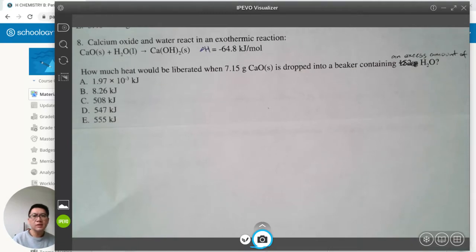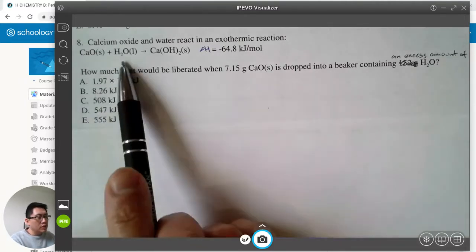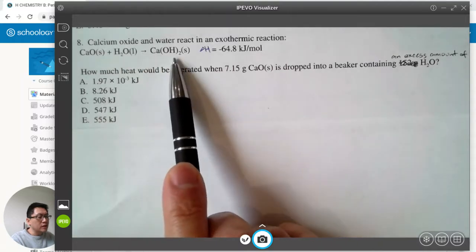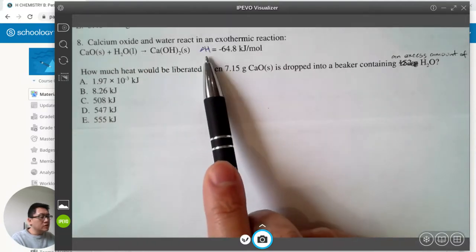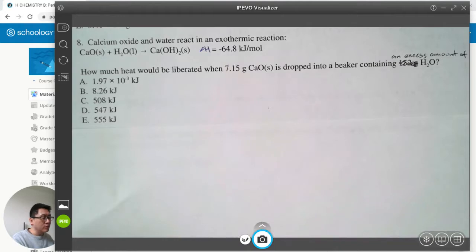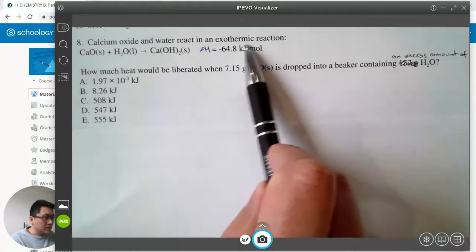Okay, I want to go over this problem here, the one that says number 8. Calcium oxide and water react in an exothermic reaction. And this reaction reads 1 mole of calcium oxide and 1 mole of water turns into 1 mole calcium hydroxide, and delta H is negative 64.8 kilojoules per mole. Negative again, exothermic. It also says it's exothermic.